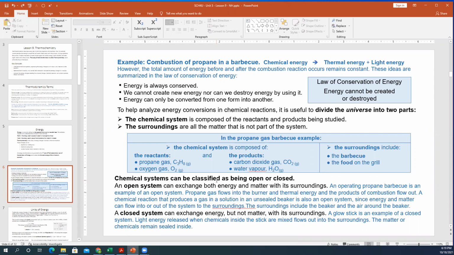So the chemical reaction takes place, no chemical is able to leave that closed plastic seal that's around that glow stick, but what is released is light energy. The stick starts to glow when the chemicals inside start to react and mix together. But the matter, or the chemicals, remain sealed inside.